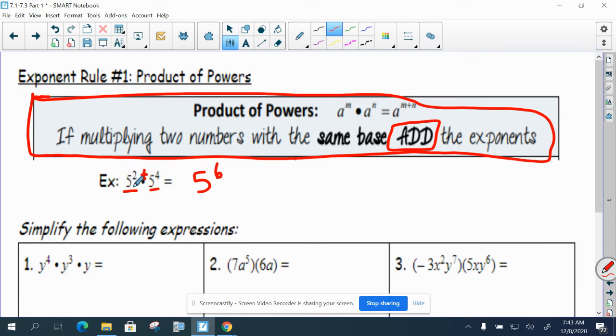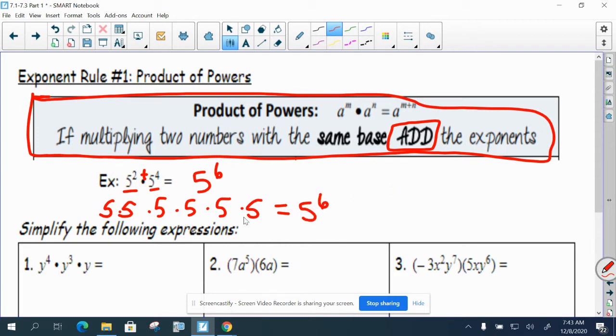This comes from the fact that 5 squared is 5 times 5, and 5 to the 4th is 5 times 5 times 5 times 5. If we write all of that together, we have six 5s. So if we wrote it back as a power, it'd be 5 to the 6th.